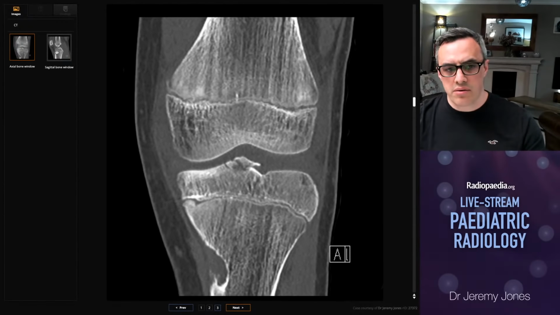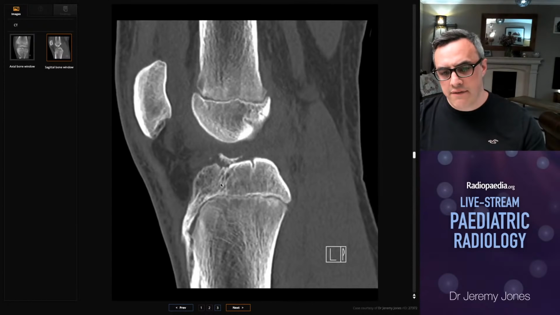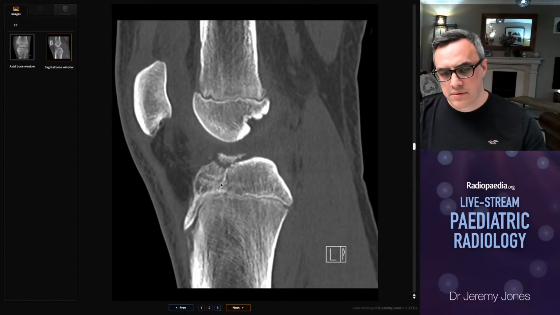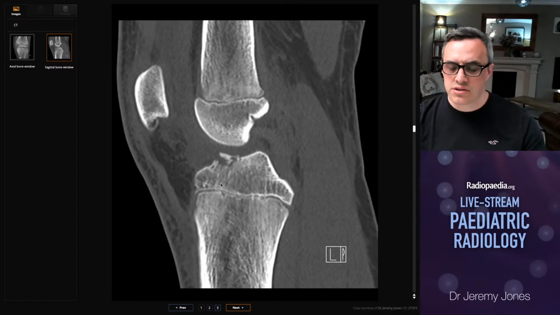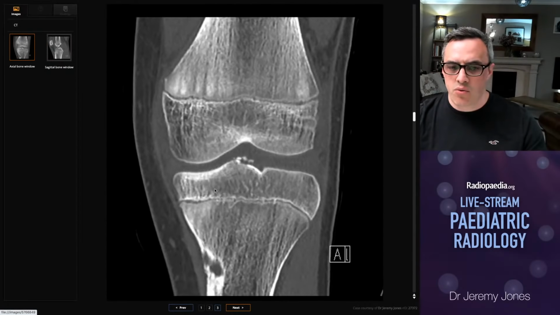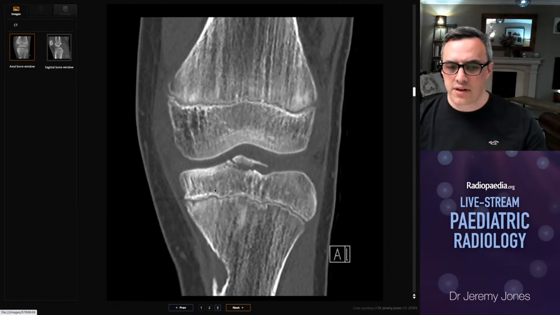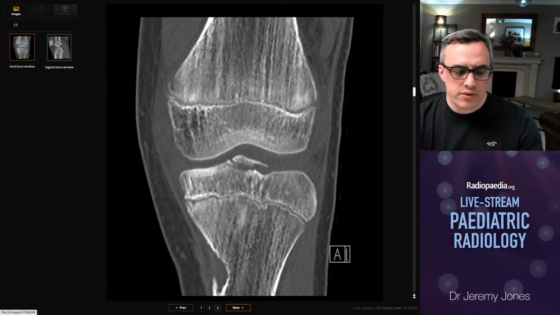It shows you the avulsion nicely. It confirms that it's just a simple avulsion. There's no other injury. The fracture isn't more complex than just an avulsion. And it just helps everyone know that in a cylinder cast, everything's going to crunch back down into where it should be, and we don't need to do anything else.